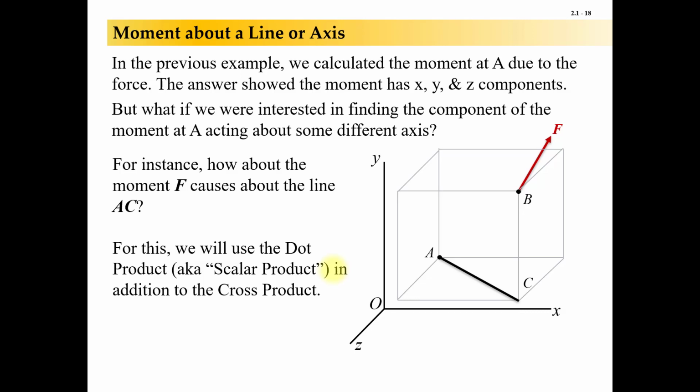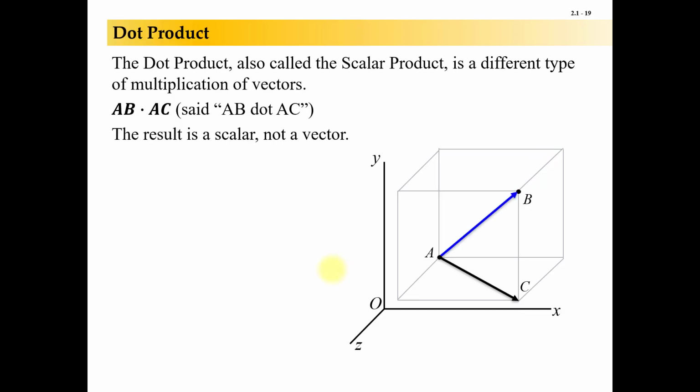Basically, we're going to find that same moment that we did before and then multiply it with a dot product after we've done the cross product. But the dot product, let's go back to that for a second, because that's something you might not remember. It's been a while. The dot product, also called the scalar product, is a different type of multiplication of vectors.